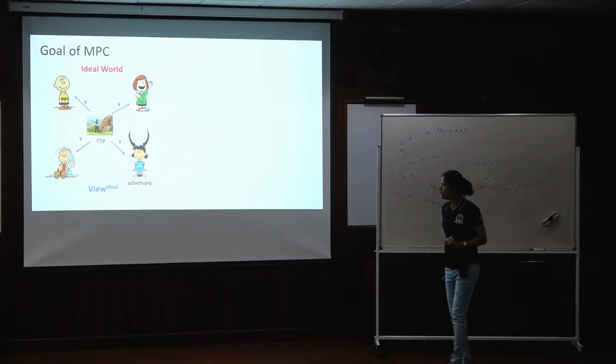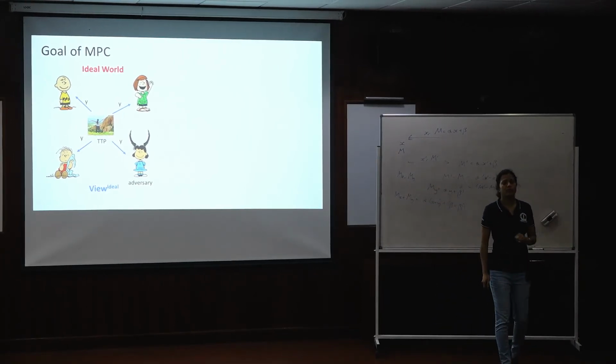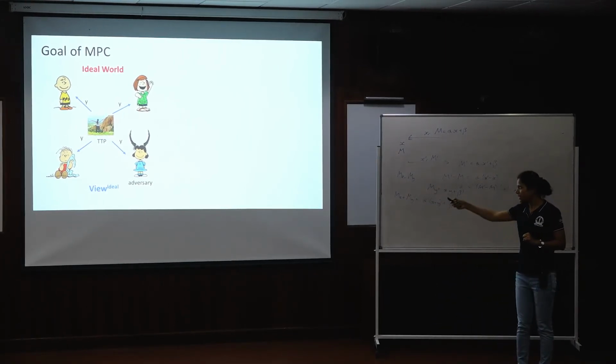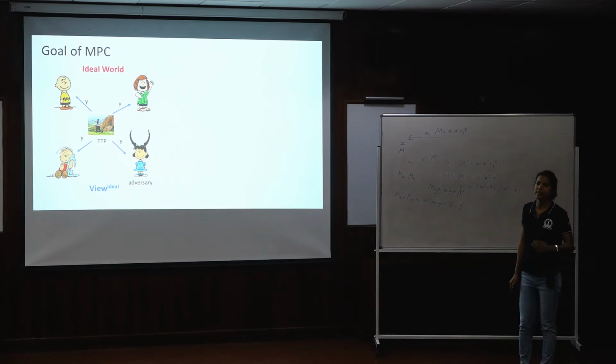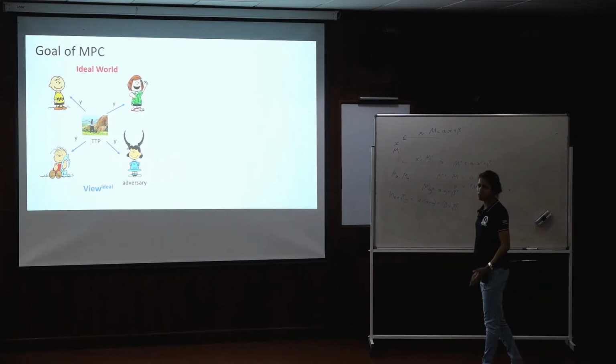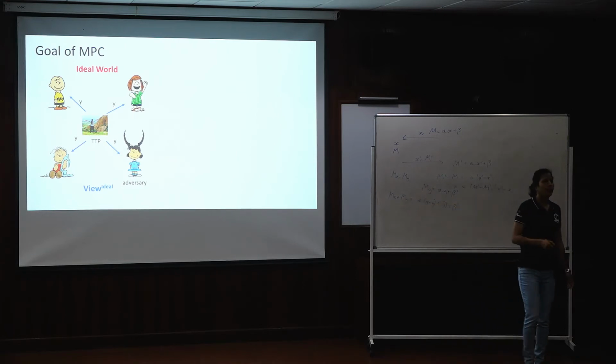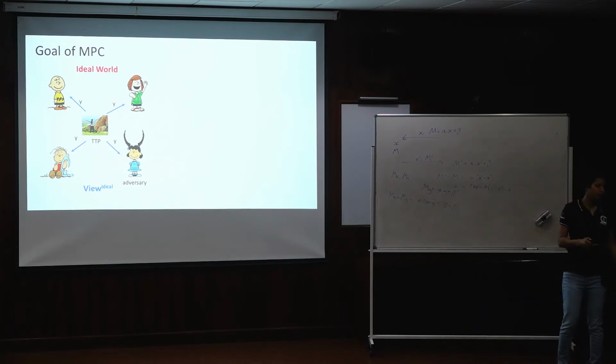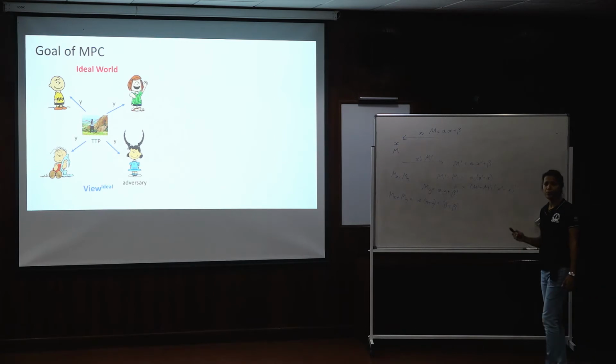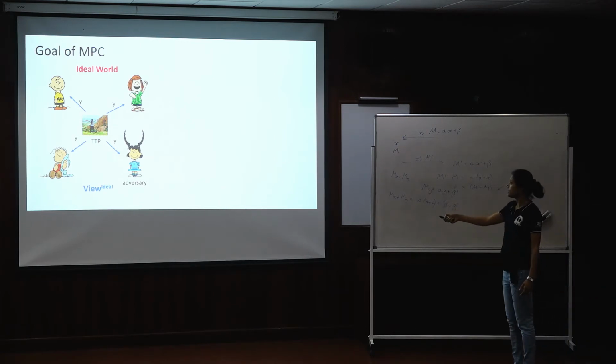Now, if you look at what the adversary obtains in the ideal world, what is that? Basically the input and the output, nothing else. That's what we call the view of the adversary in the ideal world, view ideal: the input and the output of the corrupt party.